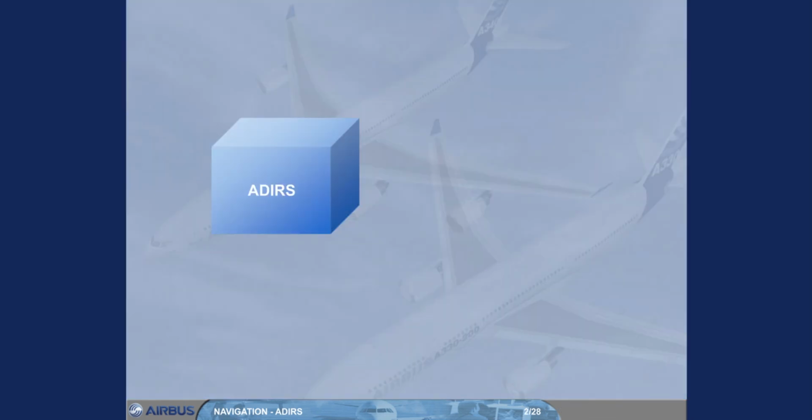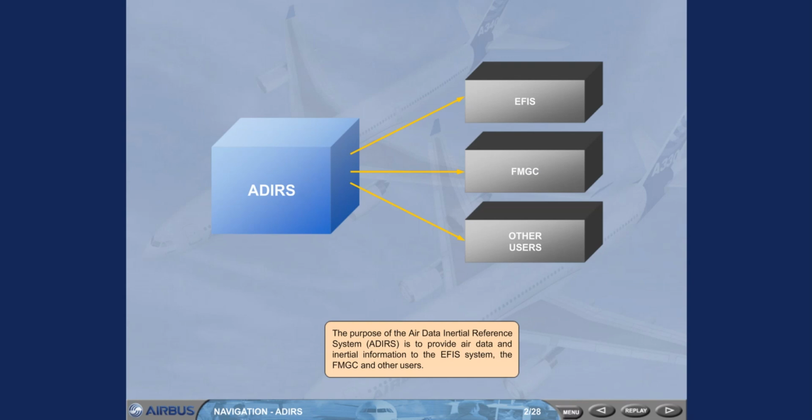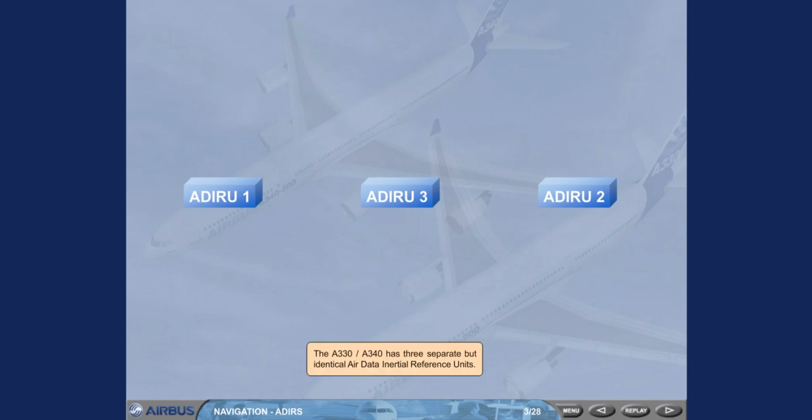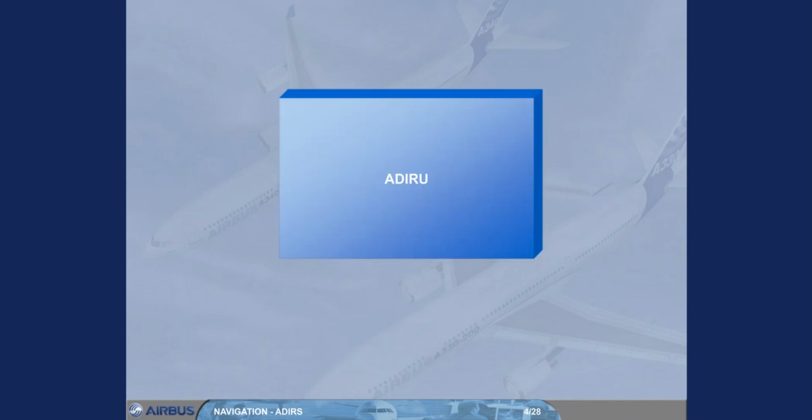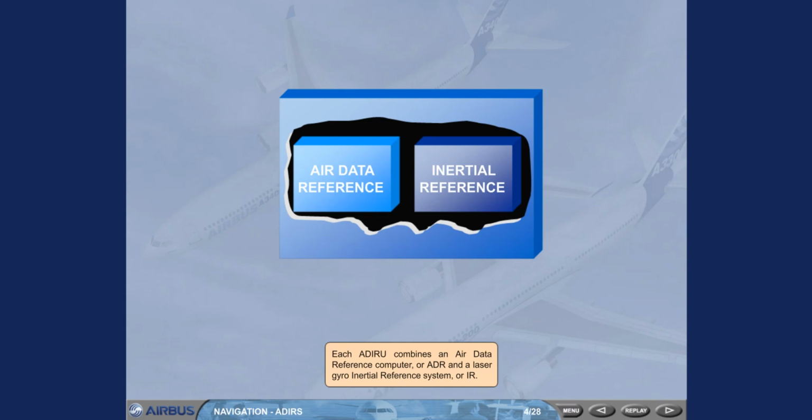The purpose of the Air Data Inertial Reference System, ADIRS, is to provide air data and inertial information to the EFIS system, the FMGC, and other users. The A330/A340 has 3 separate, but identical, air data inertial reference units. Each ADIRS combines an Air Data Reference Computer, or ADR, and a Laser Gyro Inertial Reference System, or IR.